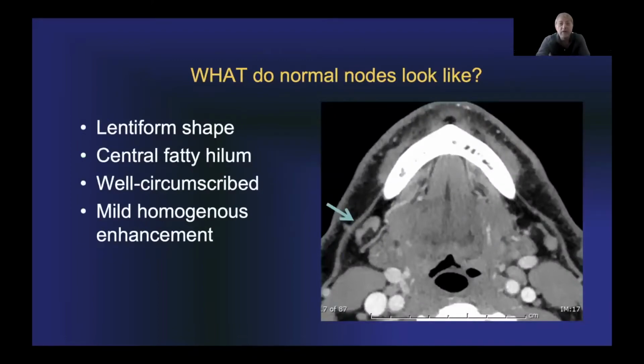So what do normal lymph nodes look like? The fact of the matter is that somewhere between 60 and 75% of the nodes in the normal human body are in the neck. So in doing a CT of the neck or an MR of the neck, we're going to see a lot of lymph nodes. Normal lymph nodes have this lentiform shape that's a little bit like a kidney bean with a fatty hilum. They are all discrete, well-circumscribed soft tissue masses, typically within fat in the head and neck. And on our post-contrast examinations, they will demonstrate very minimal homogeneous enhancement.